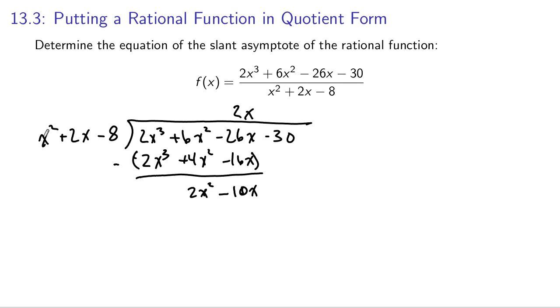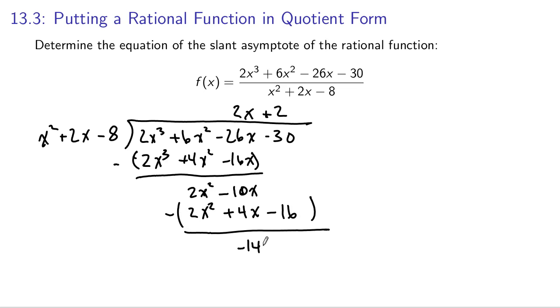So then we have, what do we multiply x squared by to get 2x squared? Well, just by 2. So 2 times x squared is 2x squared. 2 times 2x is 4x. 2 times minus 8 is minus 16. Subtracting, we get 0. Minus 10 minus 4 is minus 14x. Minus 30 plus 16 would be minus 14.